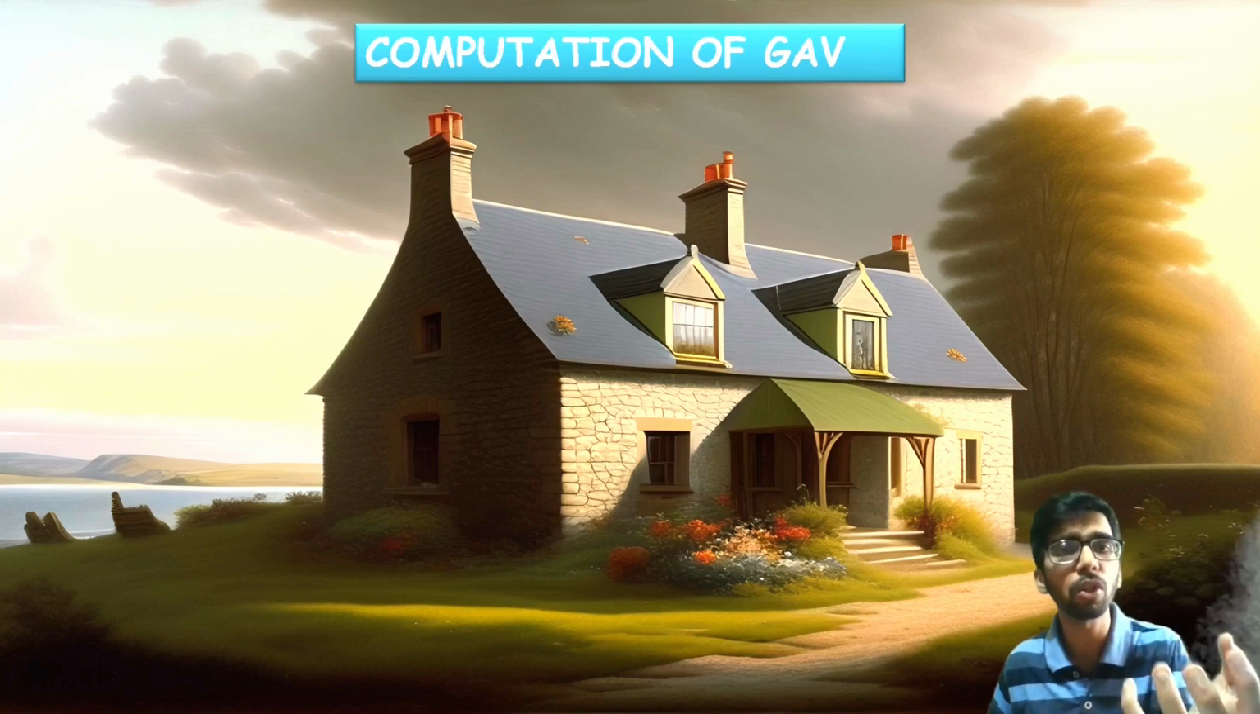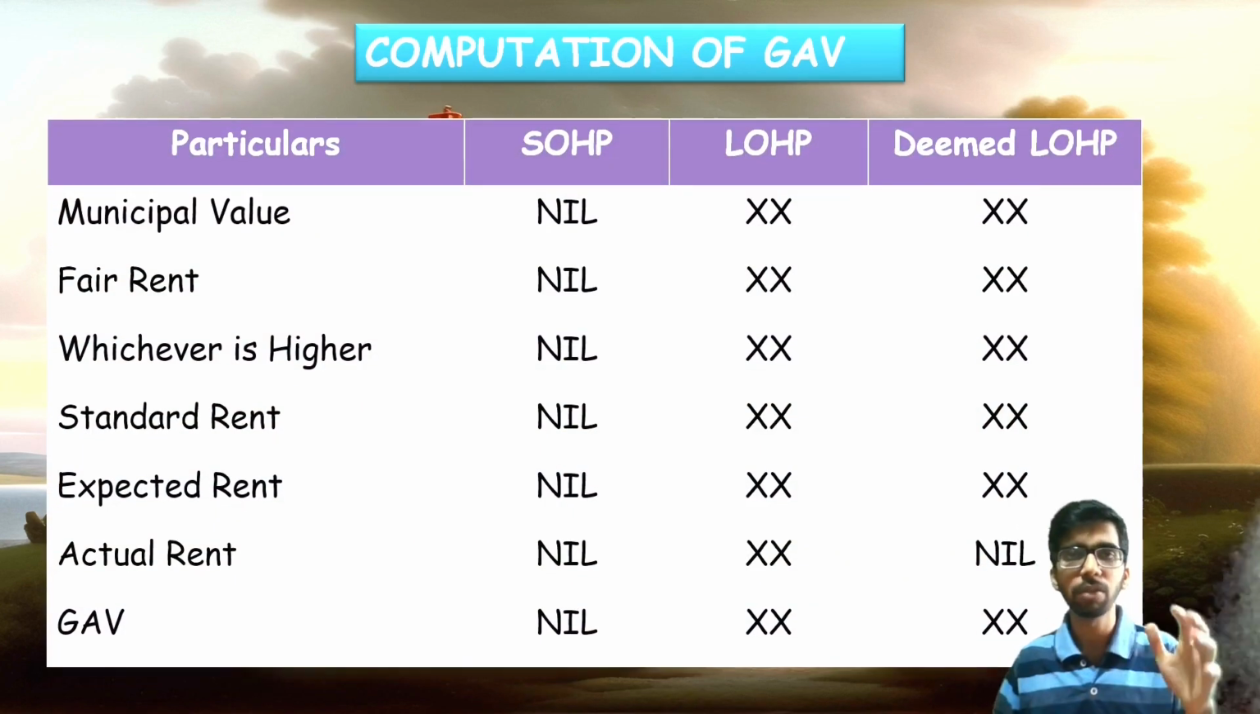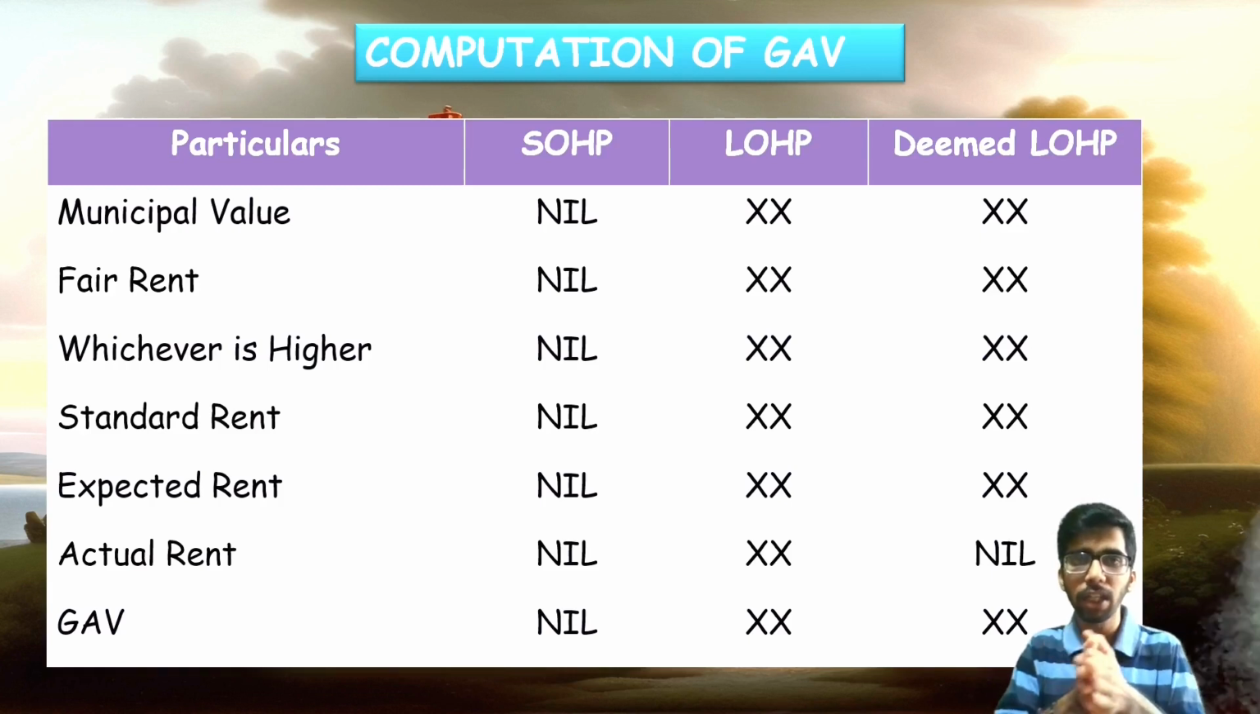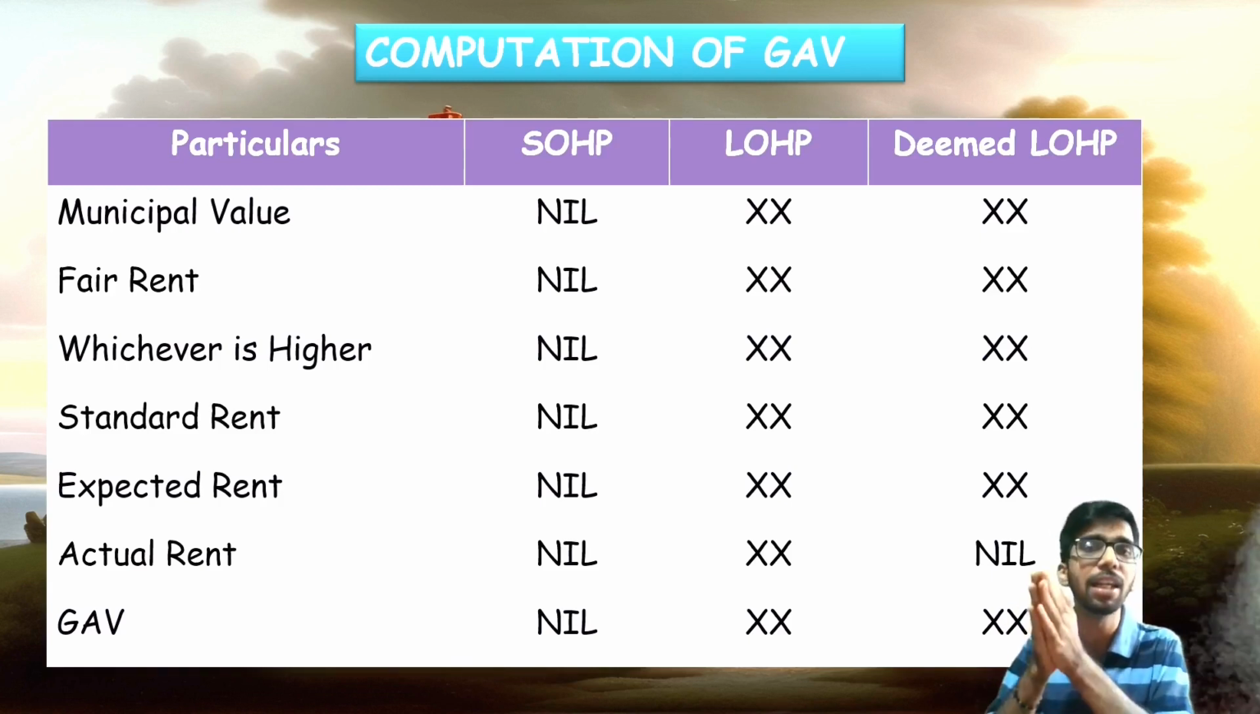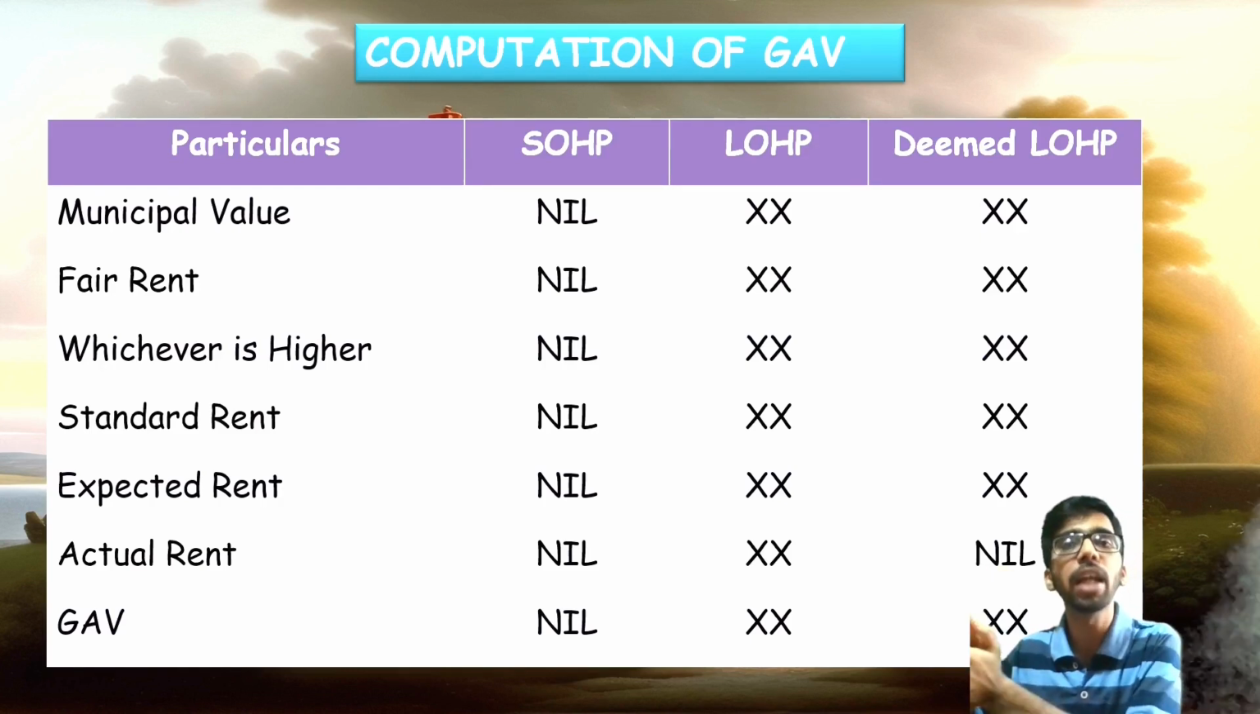What do you mean by computation of GAV? There are a few steps. I have categorized the house property into 3: SOHP, that is self-occupied house property, LOHP, let-out house property, and deemed LOHP.